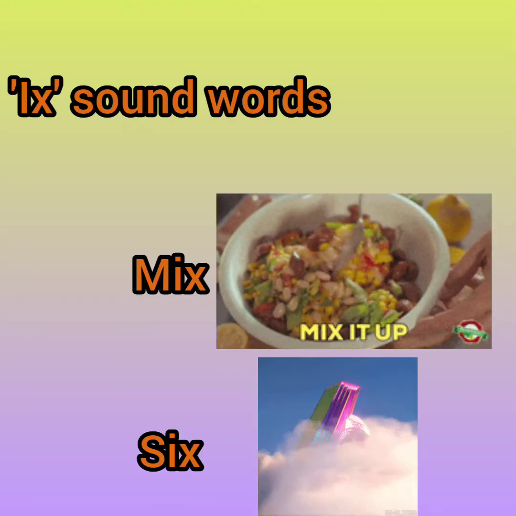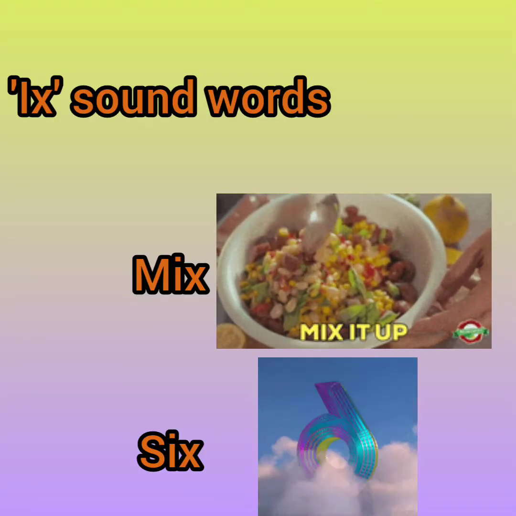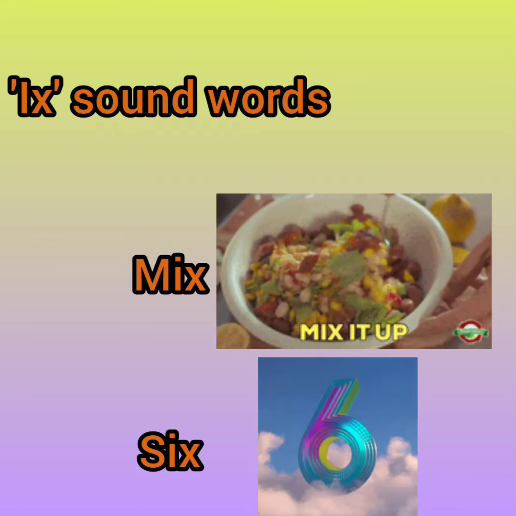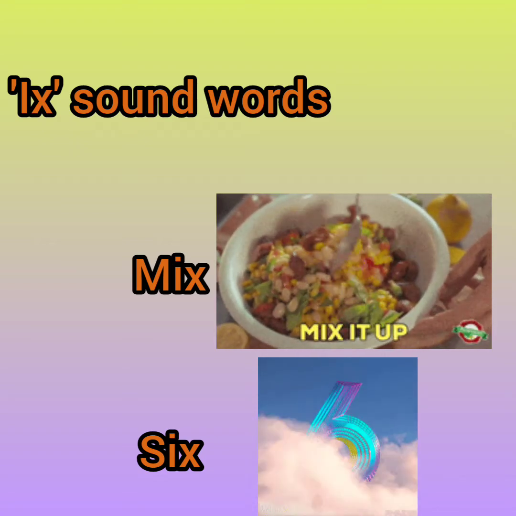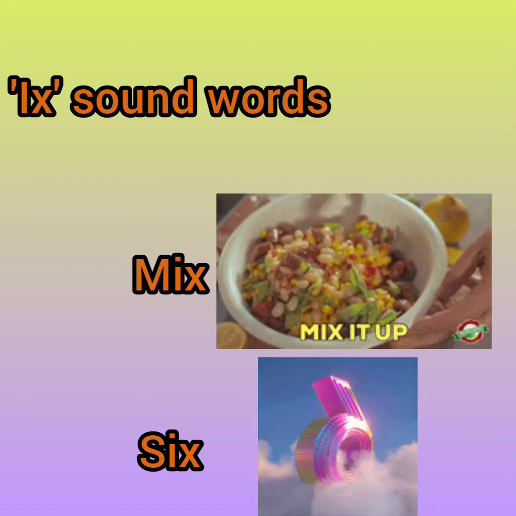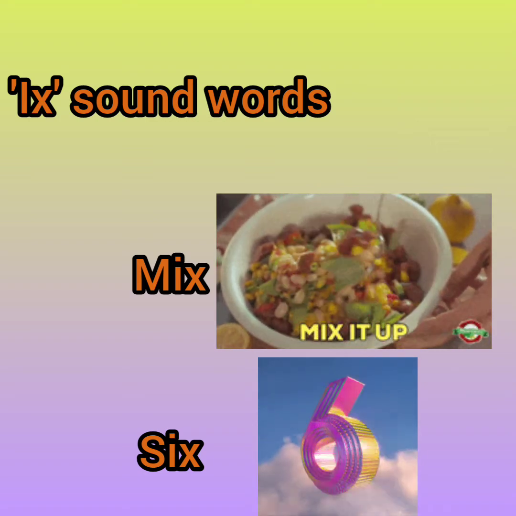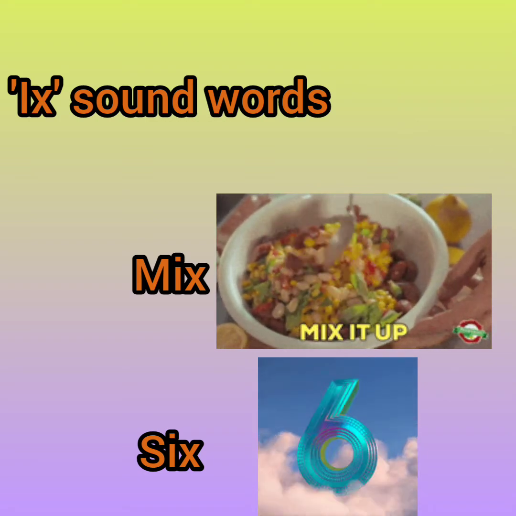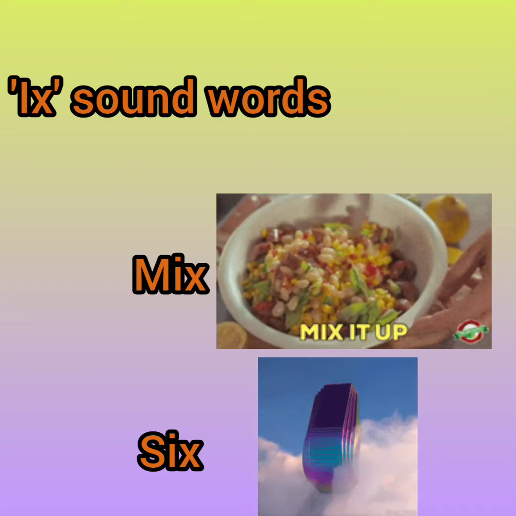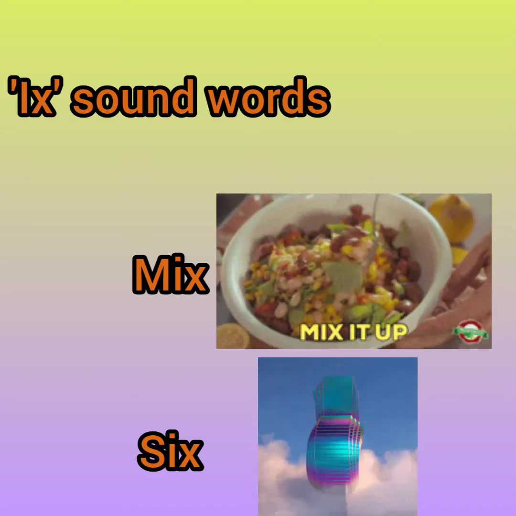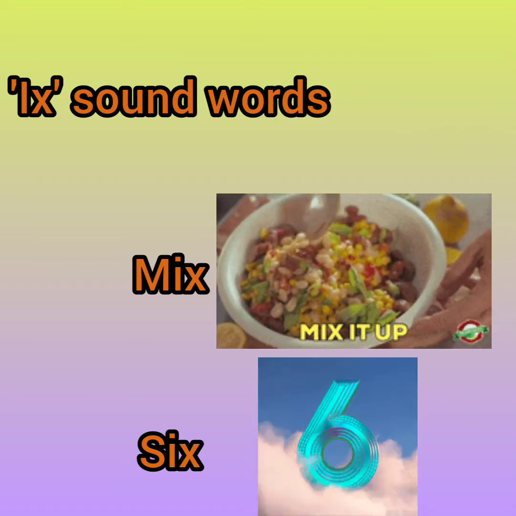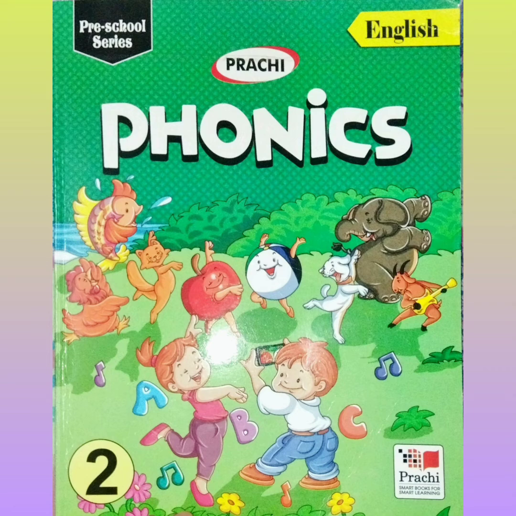Now the next is X sound words. Just like mix. Mix मतलब मिलाना, दो तीन चीज़ों को एक साथ मिलाने को क्या कहते हैं? Mix, MIX, mix. M says M, तो MIX हो गया mix. Now the next is six. All of you know what is the spelling of six? SIX six. S says S और X sound word, IX X होता है, तो SIX six. Six is a number.